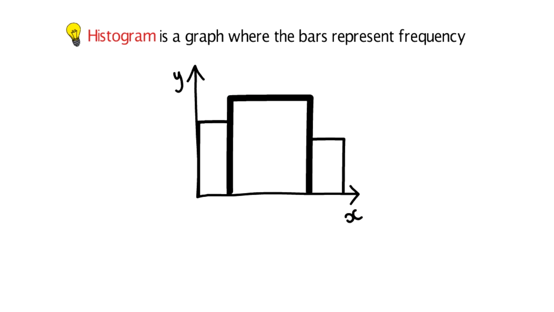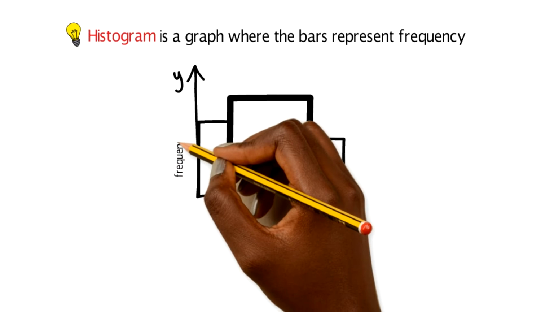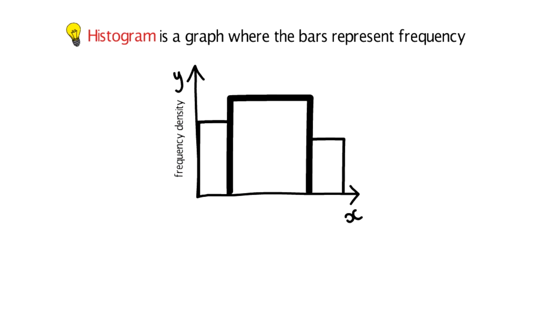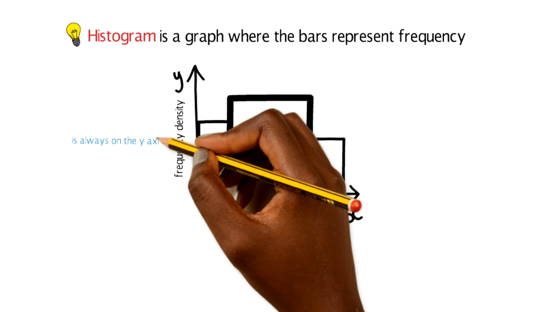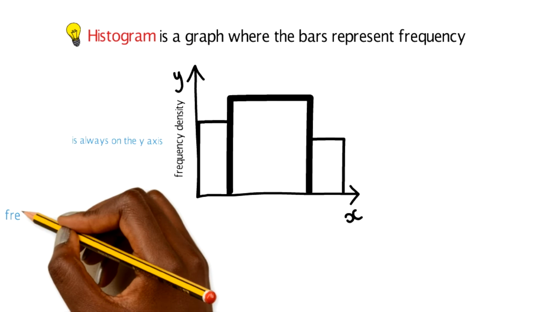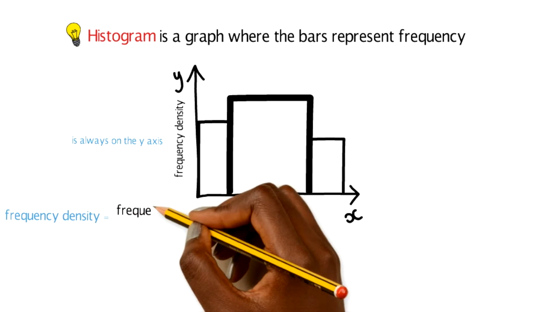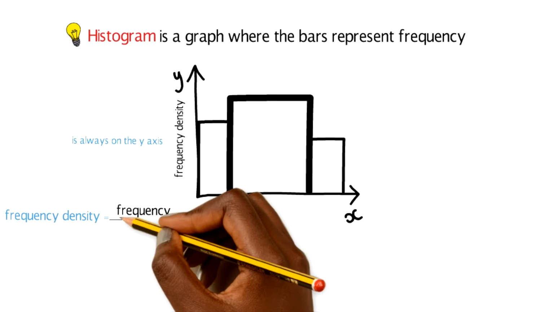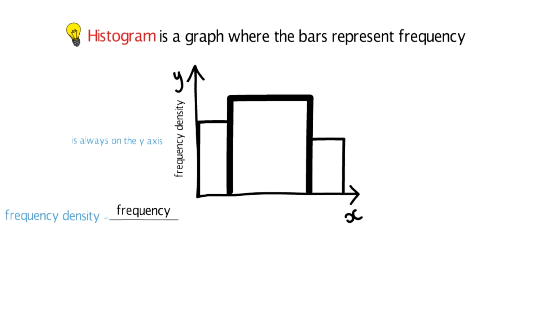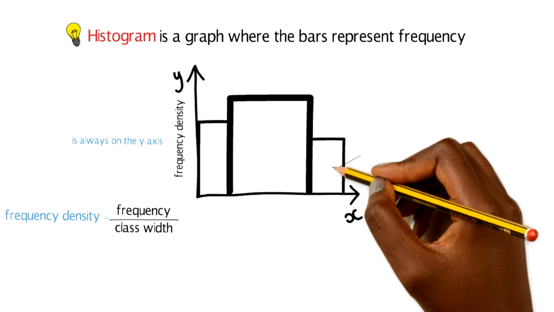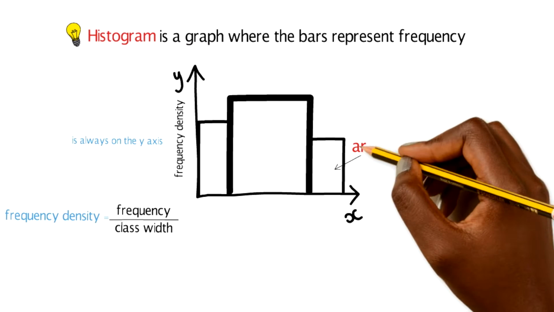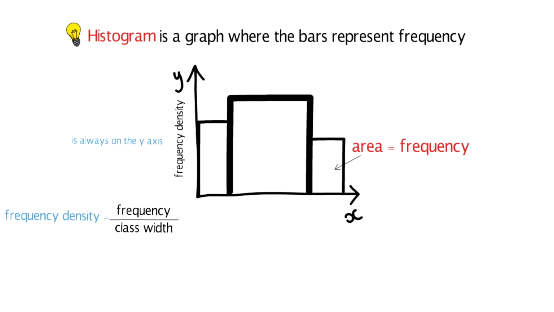So this is an example of one. And one thing to also note is that your y-axis is always your frequency density. To work out what frequency density is, there is a formula to remember, as you're not given it on your formula sheet: it's frequency divided by class width, which is the distance between the bars on the x-axis. And another thing to note is the area represented in each bar is the frequency.